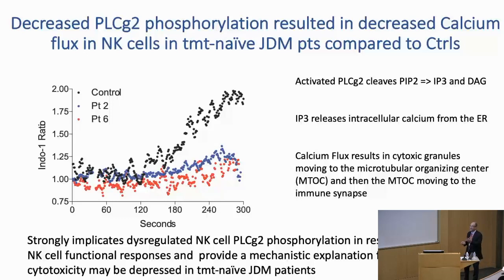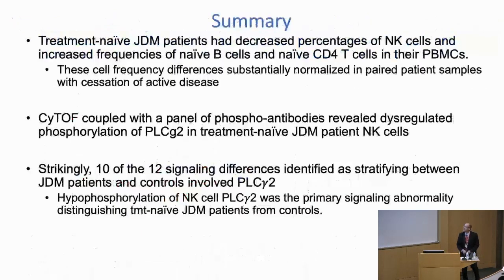I showed you some data earlier from the 80s where several different groups had shown that, but I have not directly shown this in this study. So I would like to summarize this part of the study. Treatment-naive JDM patients have a decreased percentage of NK cells and increased frequencies of B cells and T cells in their PBMCs, and these frequencies substantially normalized in paired patient samples with cessation of active disease.